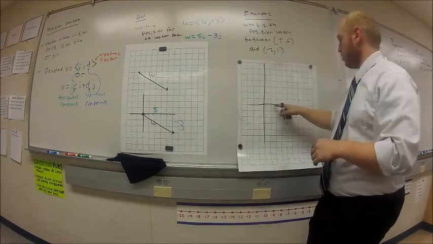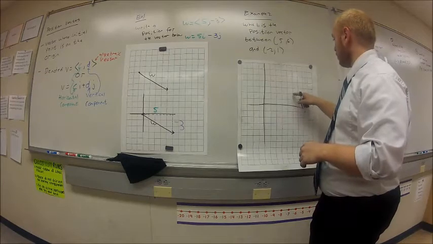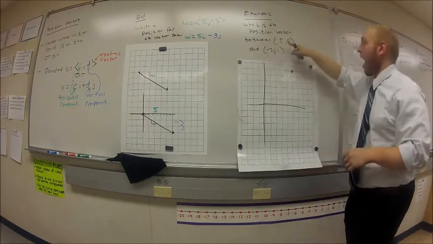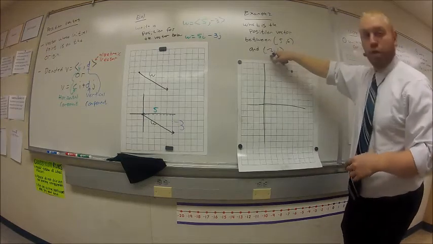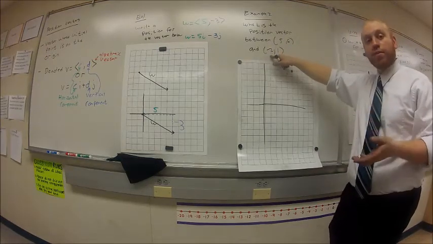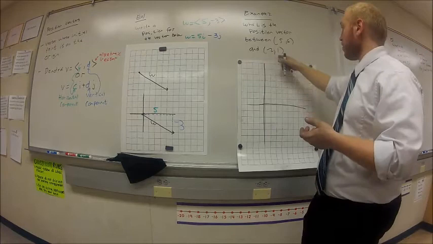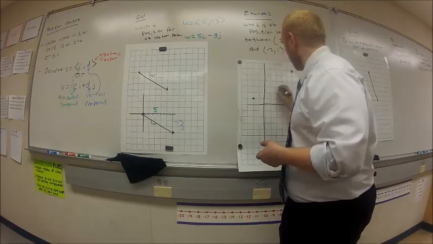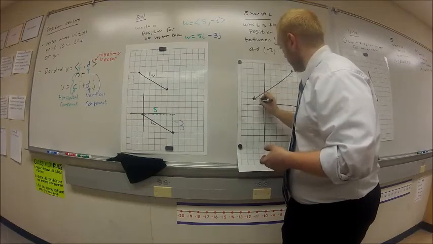5, 6. 1, 2, 3, 4, 5, 1, 2, 3, 4, 5, 6. Notice I'm starting there because it says I have to and then end over here. The order absolutely matters because it's a directed line segment. And then negative 2, 1. Negative 1, 2, 1. So going from here down to there.